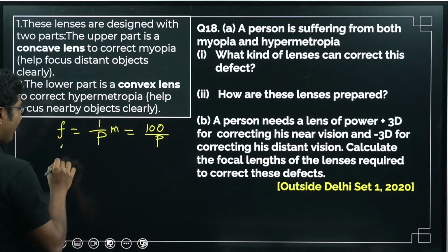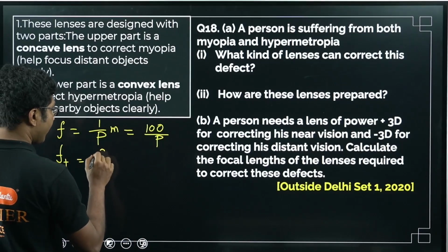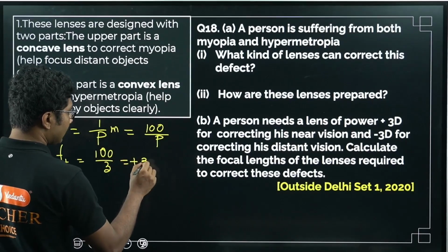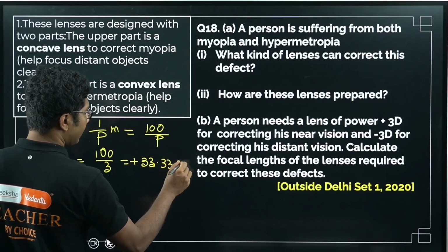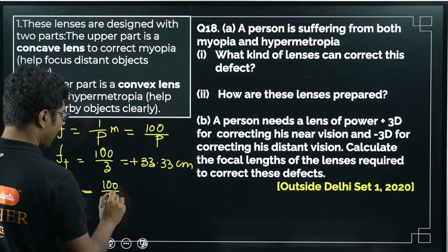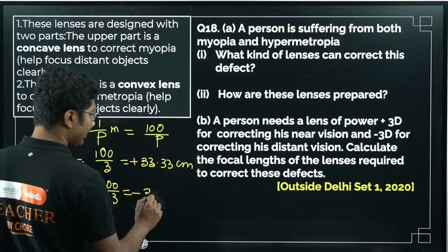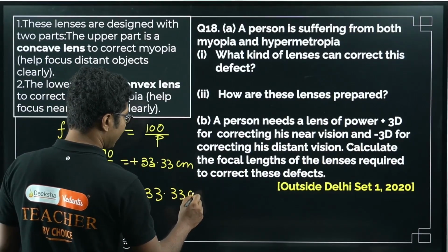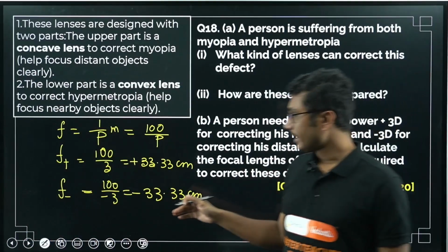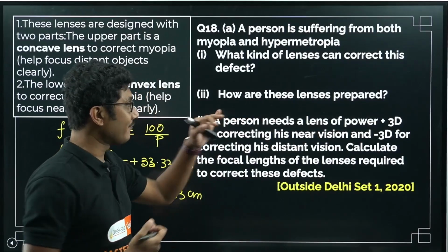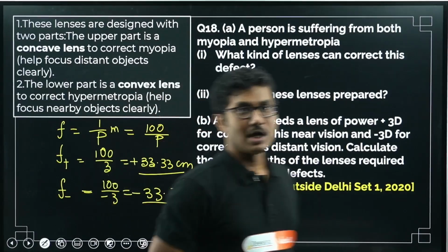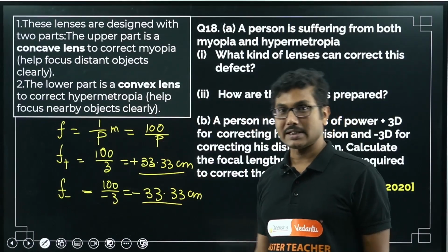So for plus power, 100 divided by 3, that is plus 33.33 centimeter, and for negative, it is 100 divided by minus 3, that is minus 33.33 centimeter. So this is the answer, a simple solution. But you have to mention the sign. Both have plus 3 and minus 3, so the magnitudes will be the same, but you have to mention the plus and minus sign. So concave lens is negative, convex lens is positive.